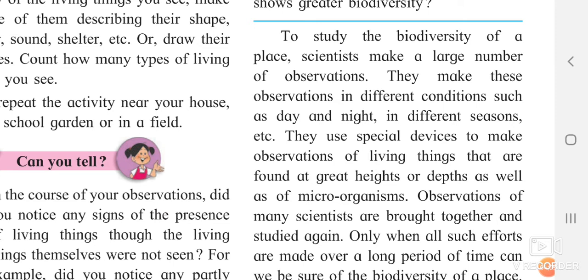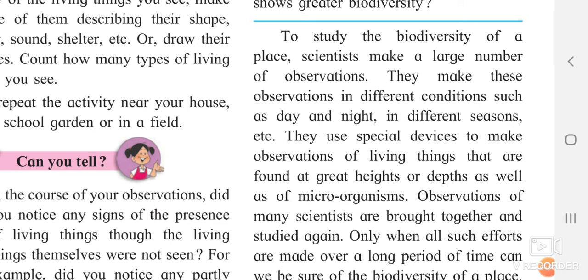They use a special device to make observations of the living things that are found at great heights or depths, as well as of microorganisms. Yes, some animals come out in the rainy season, some are only found in the winter season. So on that basis, they do the observation day and night. For doing this observation, what do they use?